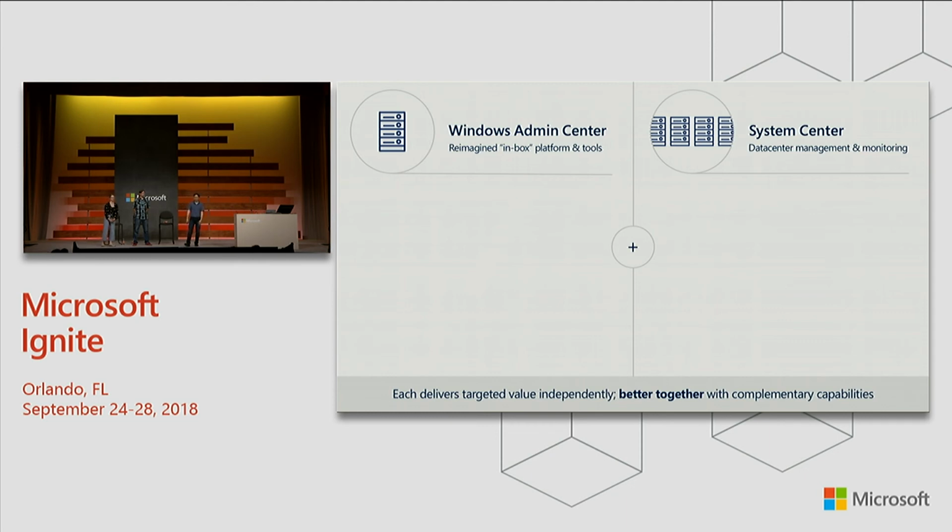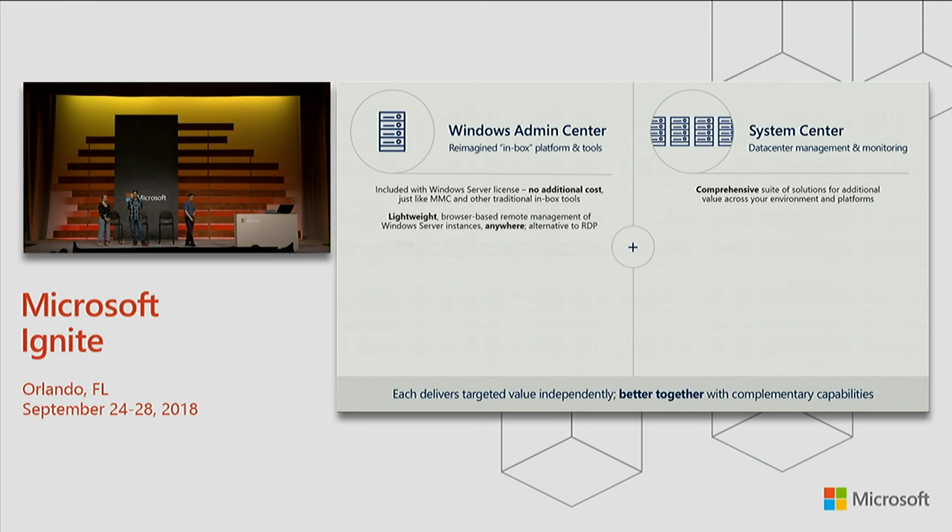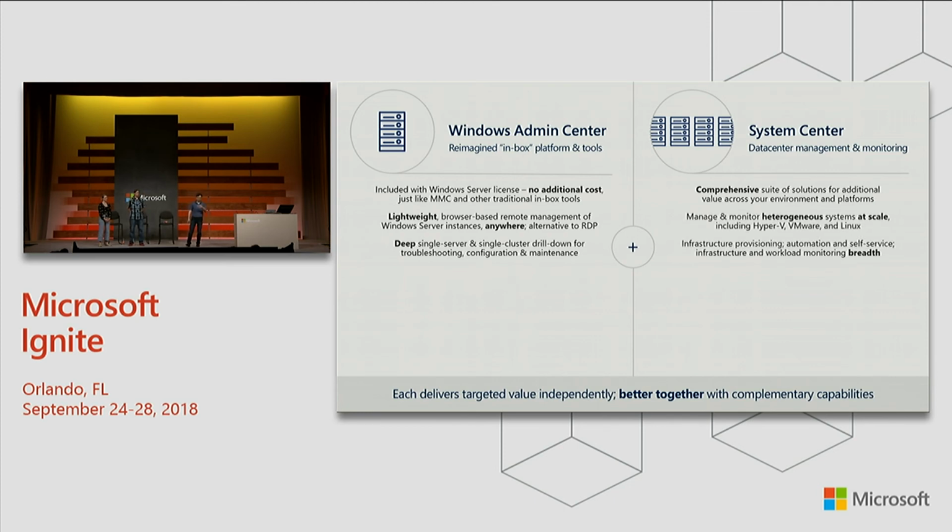We actually have this slide at our booth if you want to see more details. But first and foremost, Windows Admin Center is included with Windows Server at no additional cost, just like all the traditional inbox tools, whereas System Center provides a comprehensive suite of solutions for additional value across your environment and platforms. Windows Admin Center is a lightweight, anywhere-access alternative to RDP, with deep single server and single cluster drill down for common troubleshooting, configuration, and maintenance tasks. Whereas System Center gives you the ability to manage and monitor heterogeneous systems at scale, including Hyper-V, VMware, and Linux, with additional infrastructure provisioning, self-service, workload monitoring, and breadth.